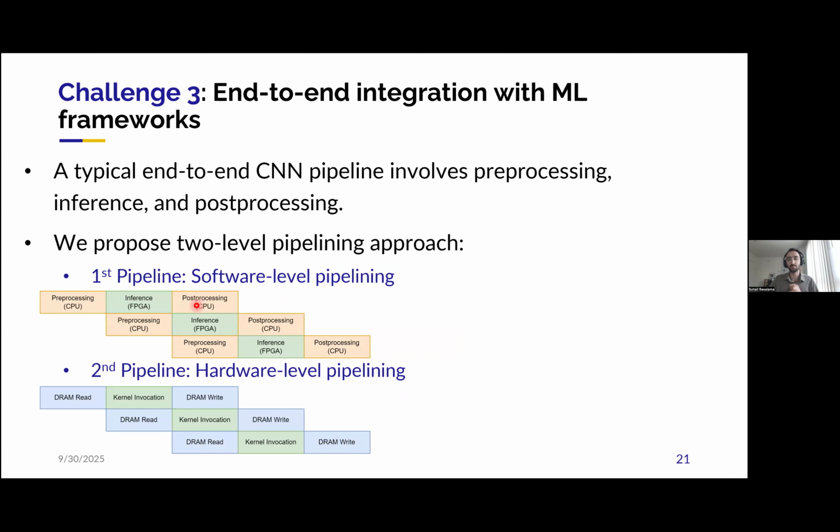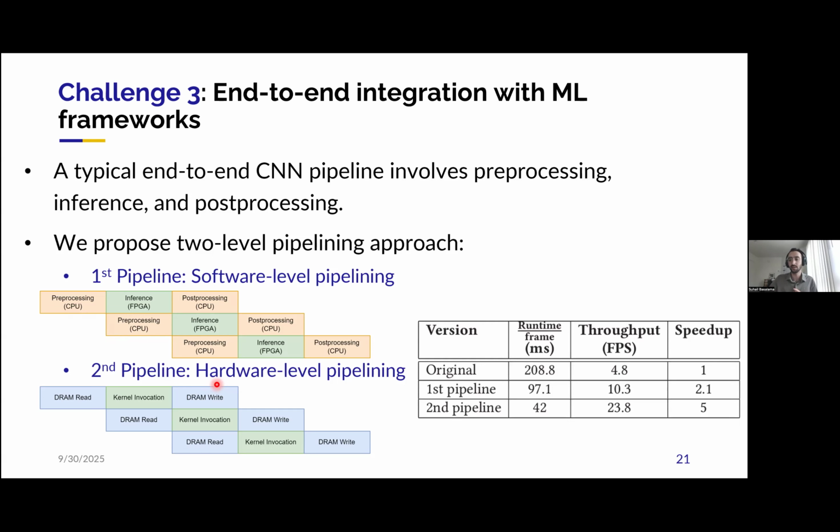So what we did is we proposed a 2-level pipelining approach where we have the software level pipelining, where we pipeline the CPU processing, like pre-processing of the images, with the FPGA inference. And the other, hardware level pipelining, is we overlap DRAM or off-chip memory read and write with the kernel invocation. And these two lead to 2x speed up for the first level pipeline, and then a further 5x speed up for the hardware level pipelining.